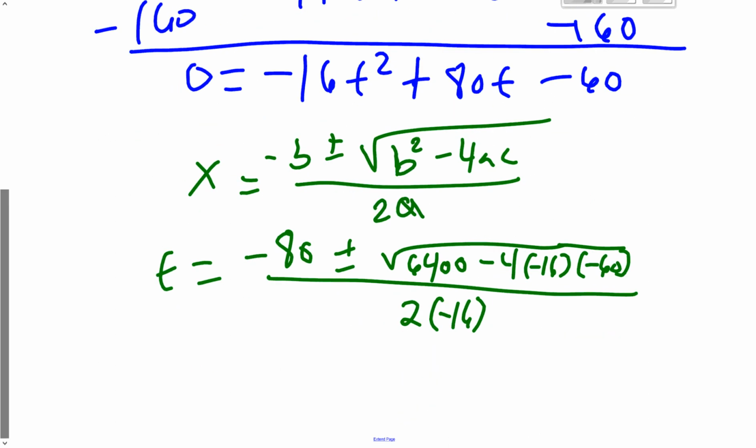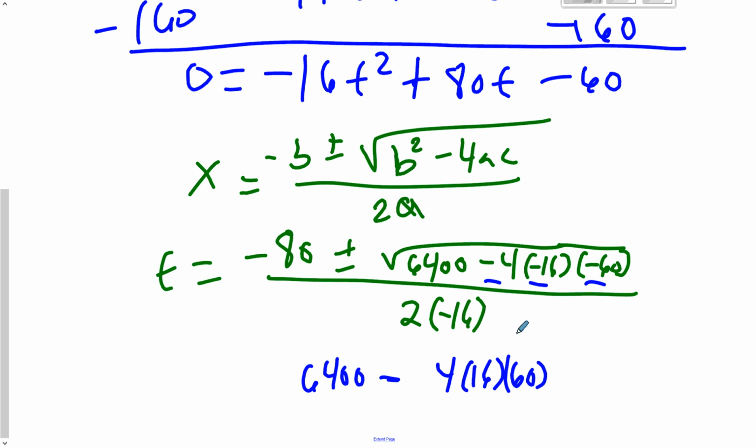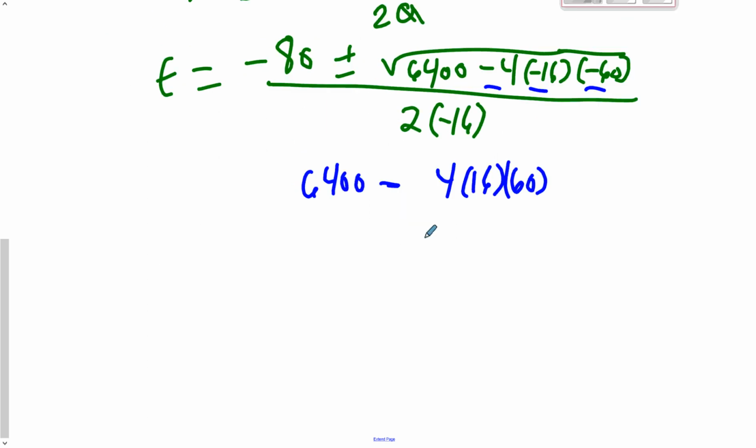All right, so here you have 3 negatives. 1, 2, 3 negatives. That's going to be a negative in here, right? So really I'm going to be taking 6,400 and subtracting whatever 4 times 16 times 60 is. So that is 3840. And I'm going to take 6,400 and minus that.